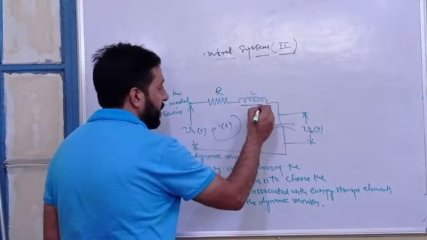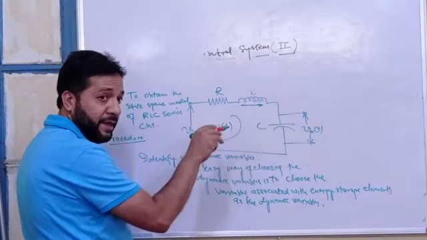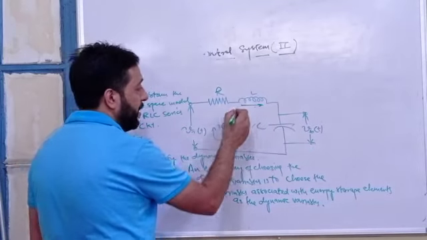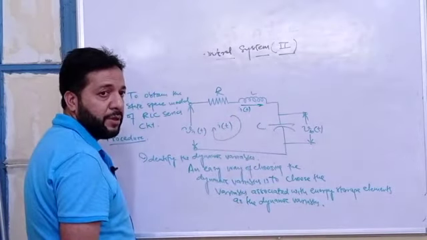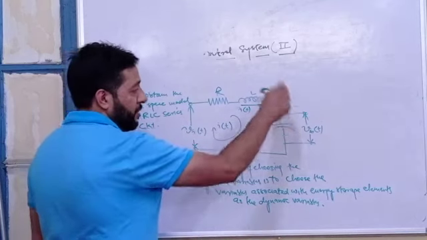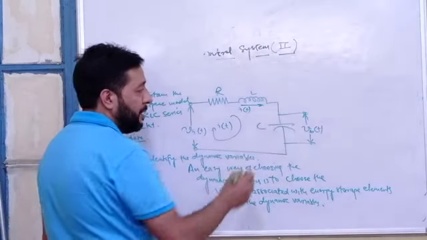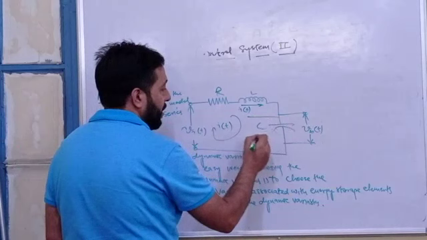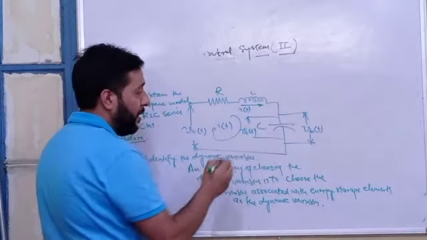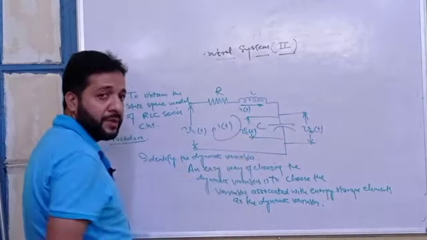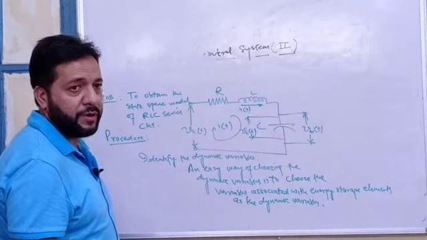That means this current, which is actually IT. In series है ना, IT. This will be chosen as one dynamic variable. Voltage across the capacitor, if I call it VCT, this will be chosen as another dynamic variable.